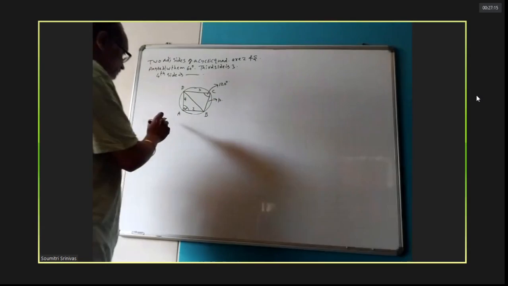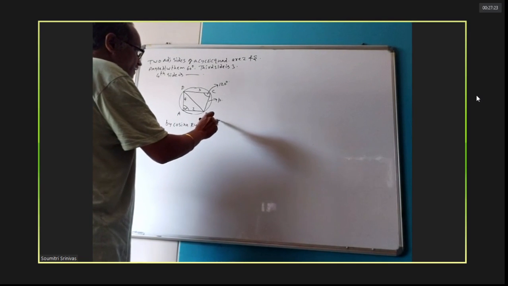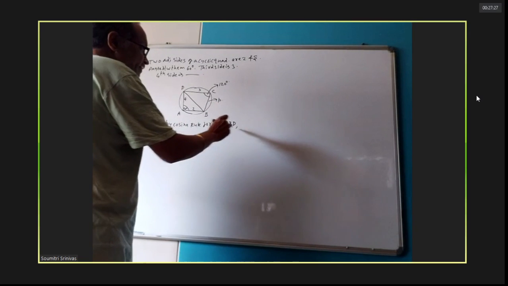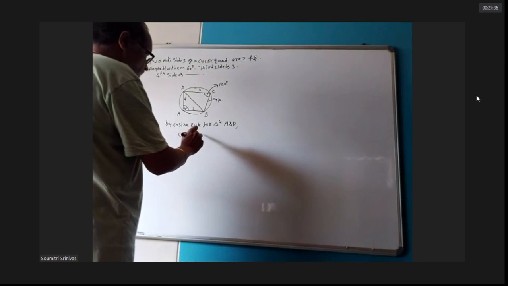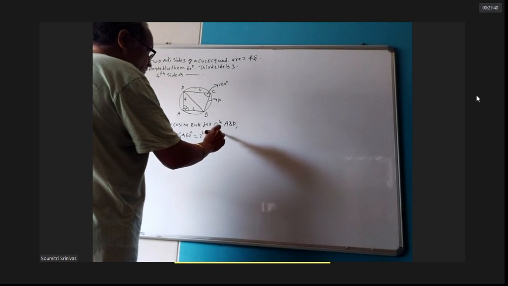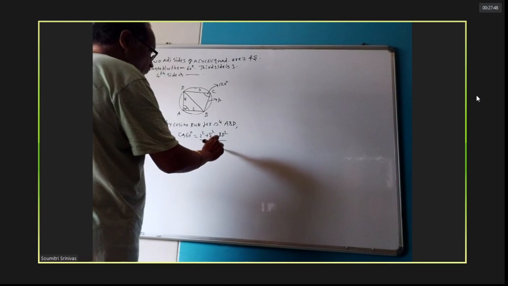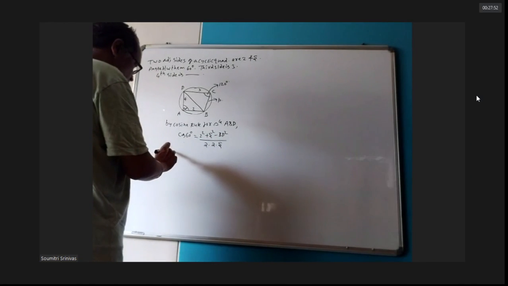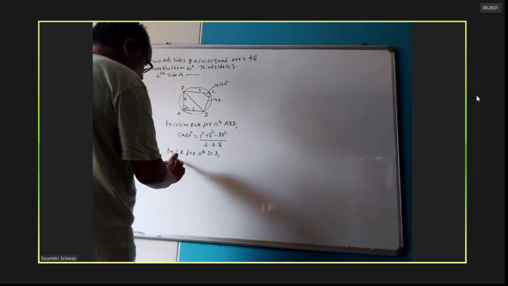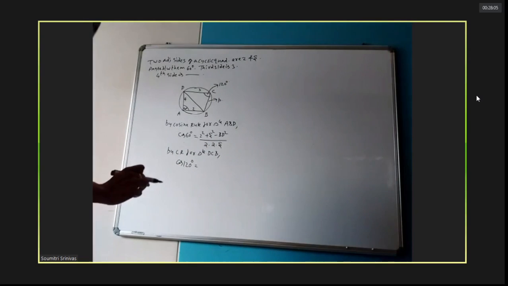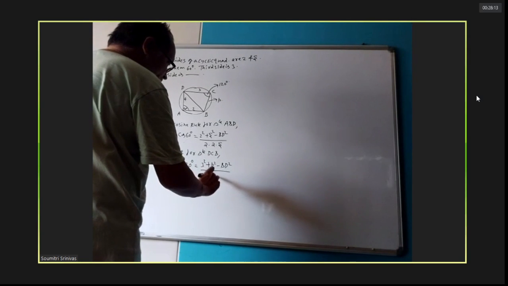Now what can you apply? By cosine rule for triangle ABD. What is cos 60? Say it. By 2 square plus 5 square minus BD square by 2 into 5. Am I correct? Yes, sir. By cosine rule for triangle DCB, cos 120 is equal to 3 square plus P square minus BD square by 2 into 3 into P.